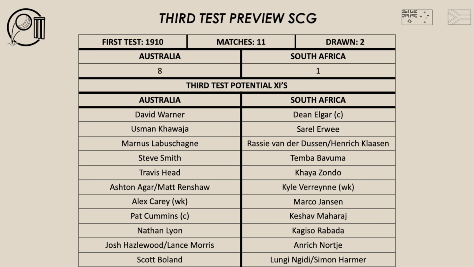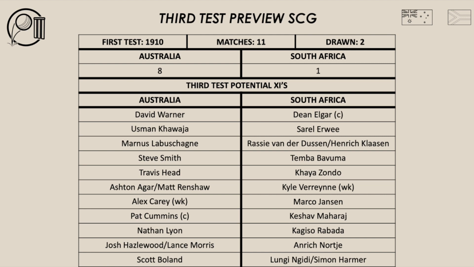So really, for Australia, either Ashton Agar or Matt Renshaw will come in to replace Cameron Green. So that's one selection conundrum that Australia have. So it'll be a bit of an interesting selection call whether they go with Agar or Renshaw. Do they want Ashton Agar, sort of an all-rounder? He's more of a bowling all-rounder than a batter, but he can bat a bit.